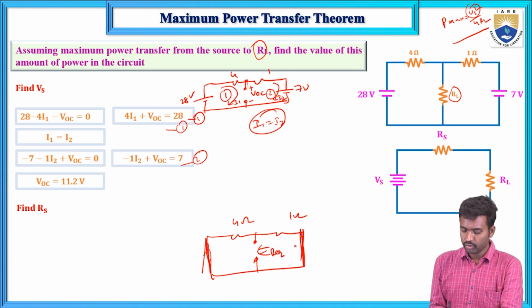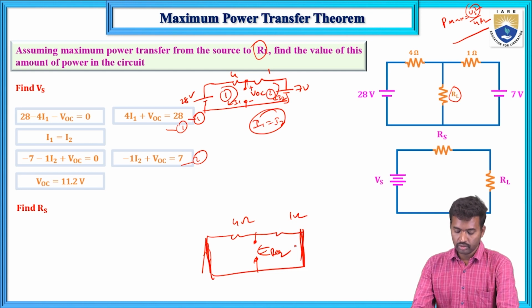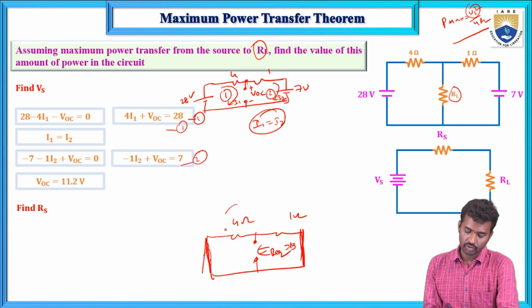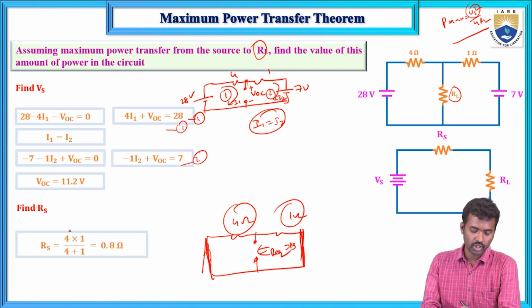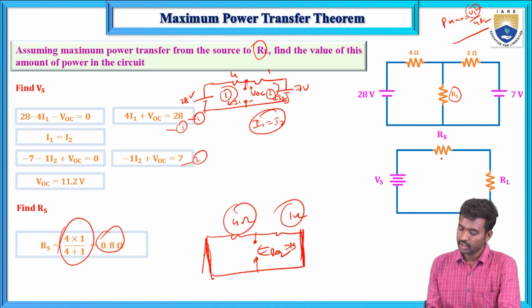R equivalent between the open circuit terminals is known as RS. Here 4 and 1 are connected in parallel, not in series. So 4 into 1 divided by 4 plus 1 equals 0.8. This is 0.8 and this is 11.2.